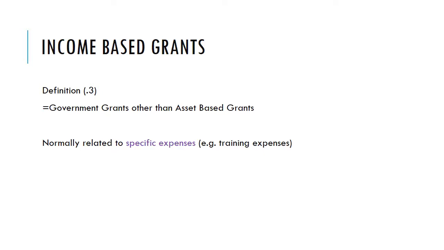And here is our definition for income-based grants. It is government grants other than asset-based grants. Therefore, if it is not an asset-based grant, it will be an income-based grant. And normally, this relates to specific expenses. For example, if you need to train your staff, that training expense is what the grant will compensate for. And those specific expenses are what we're going to use to determine our paragraph 12 systematic basis.